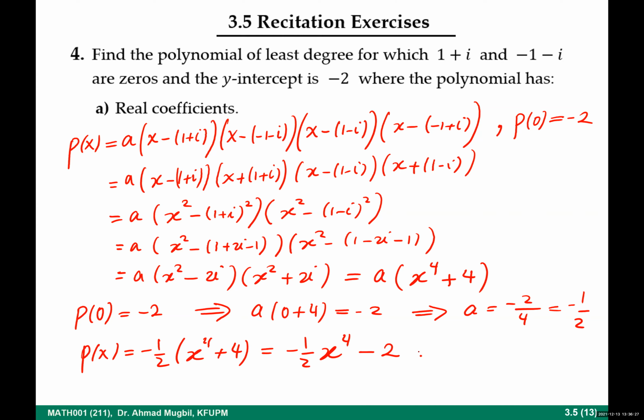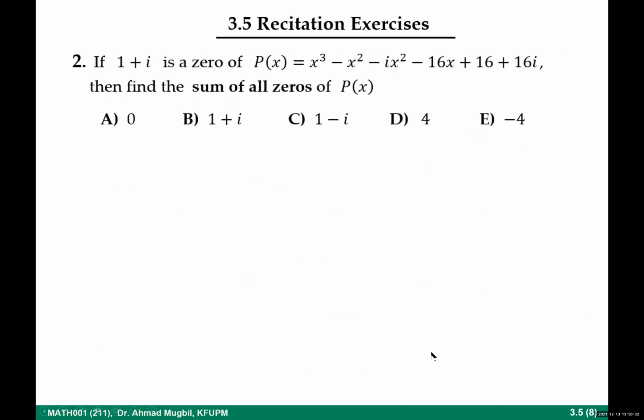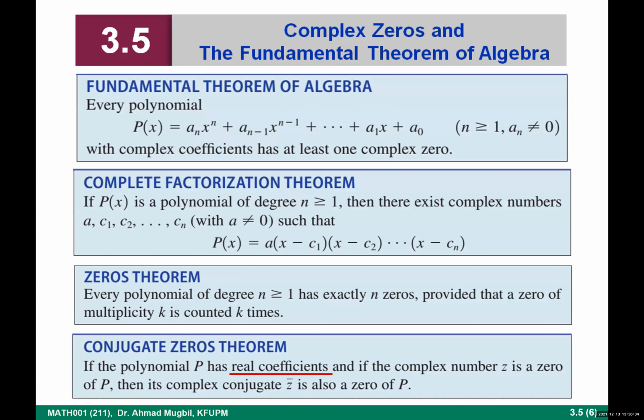The special offer that we told you about, the complex conjugate theorem. Let's go back to remind you about it. Rashid, read the last one. If the polynomial p has real coefficients, and if the complex number z is a 0, then its complex conjugate z bar is also a 0.